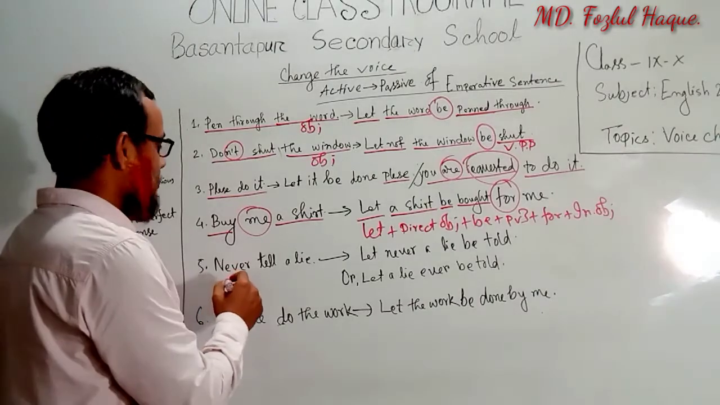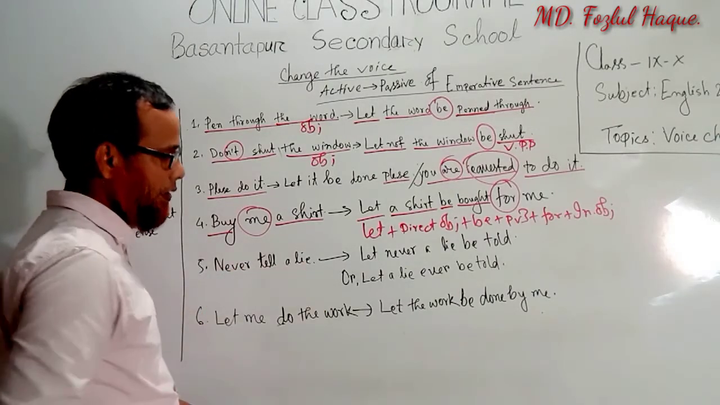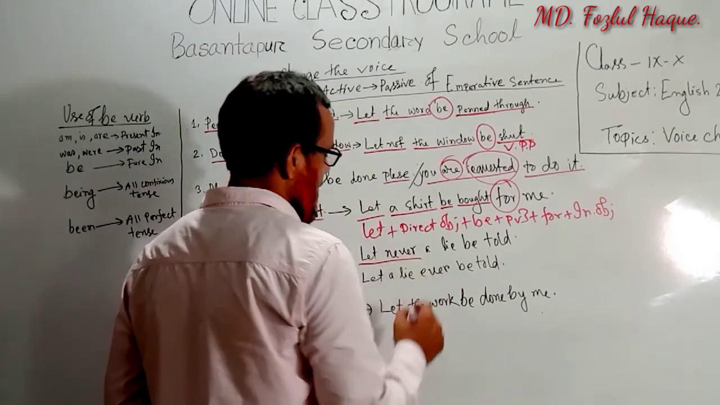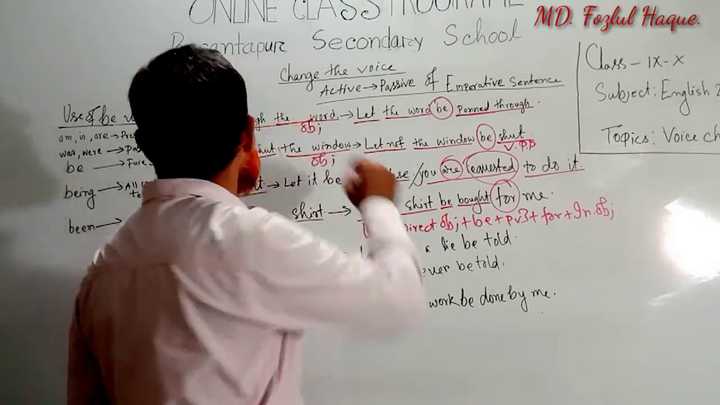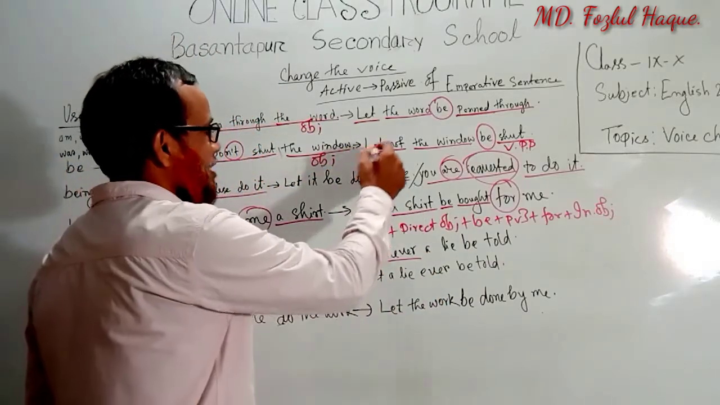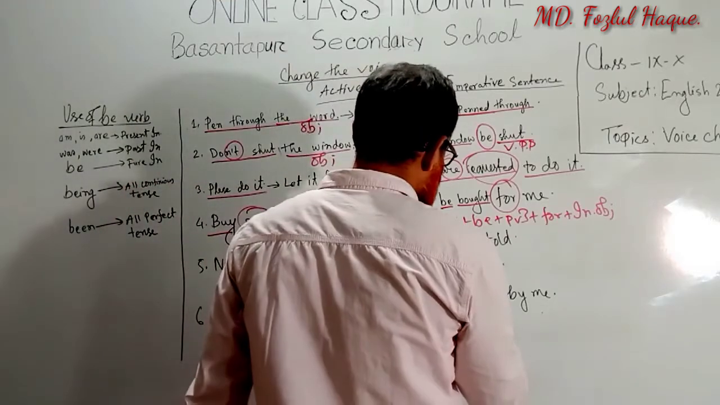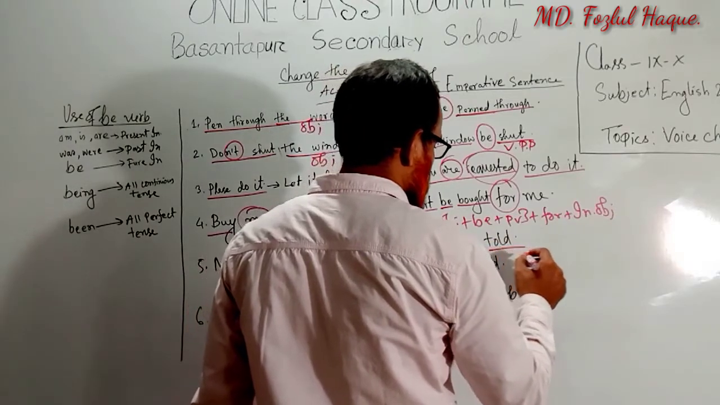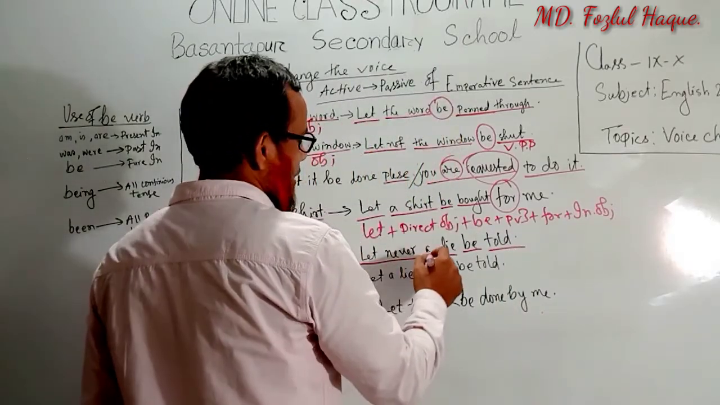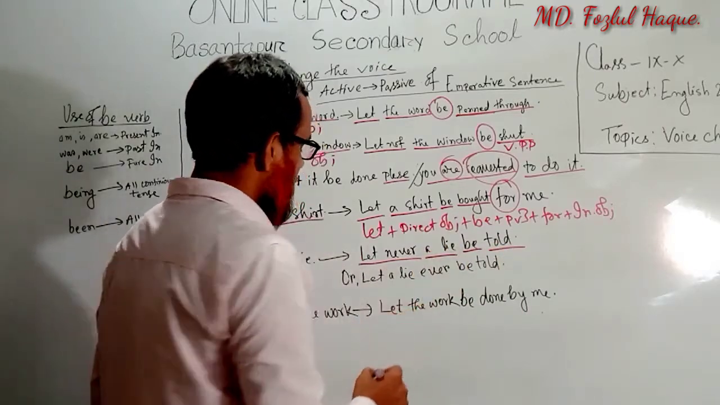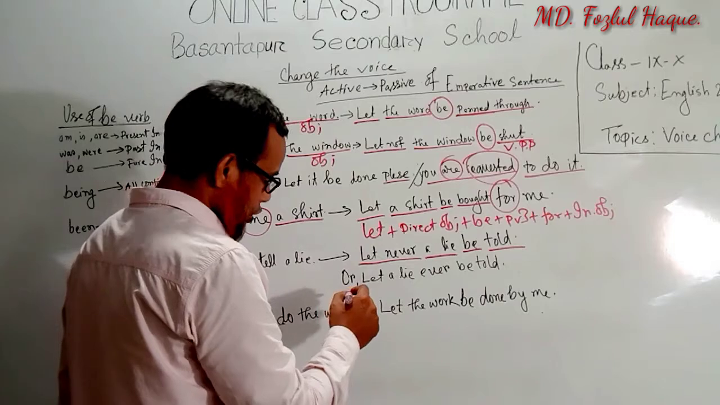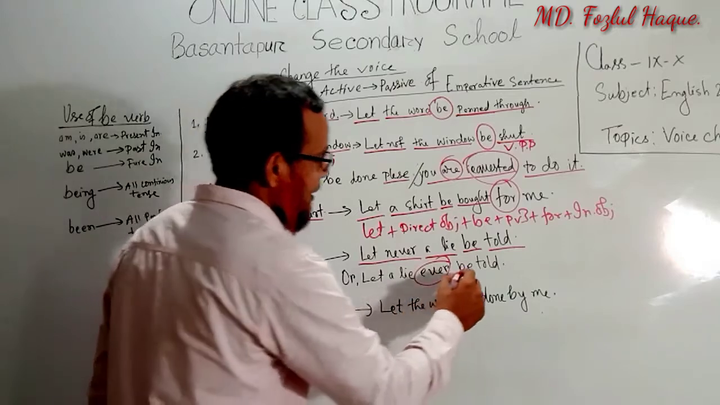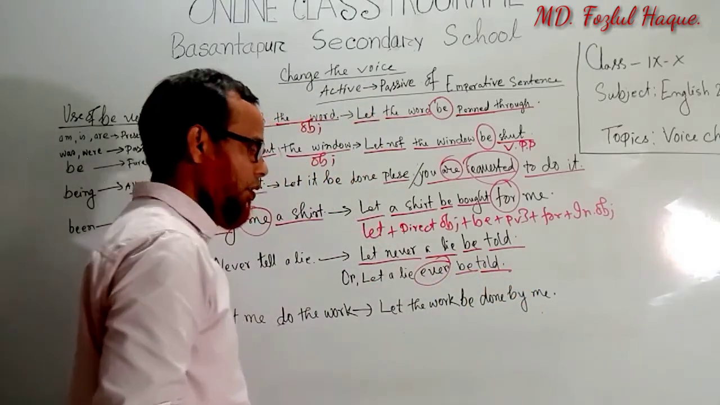There is another example: never tell a lie. We can solve it by let never, like let not: let never a lie be told. Be is used and the main verb in past participle. Here the structure is let never a lie be told, or it can also be let a lie never be told. In this way we can solve it.